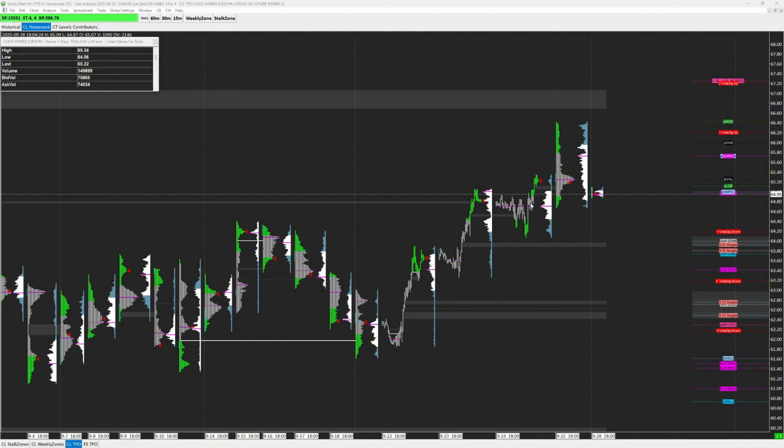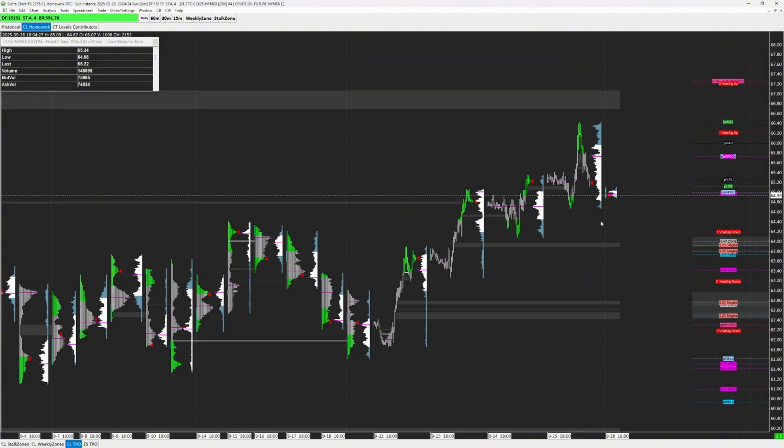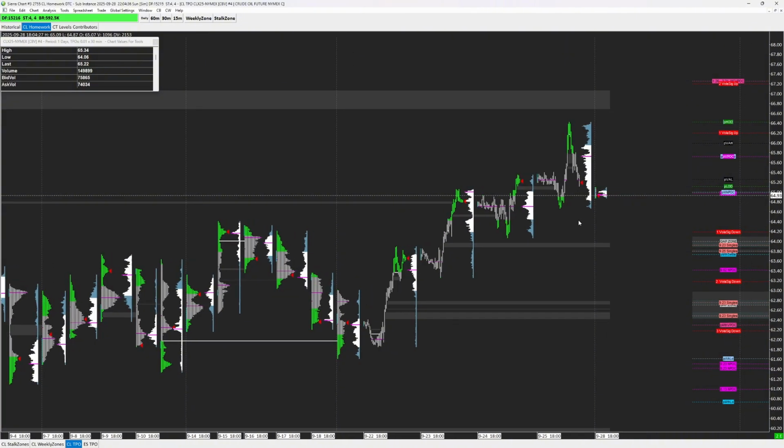Friday was a big one. Friday we were kind of messing around in the overnight, pulled back to Thursday's volume point of control, and we just checked the buyers there. And again, that thing just kind of spread on up, broke out against the multiple week high around those 65s, and it was pretty impressive.